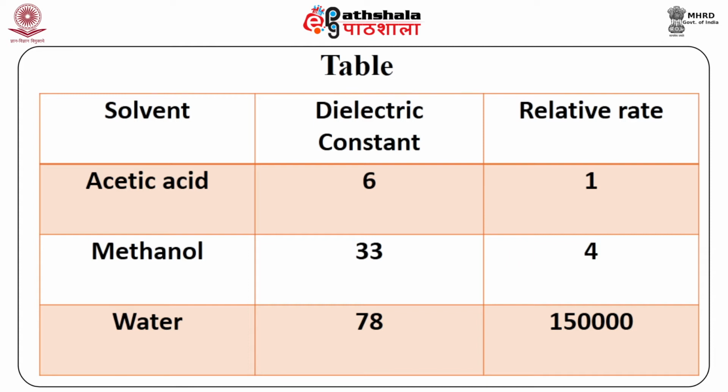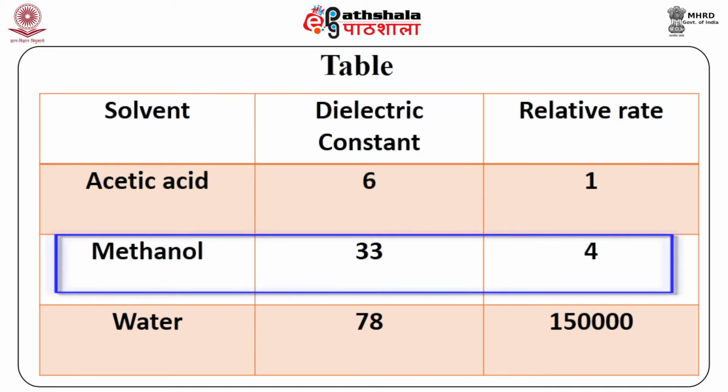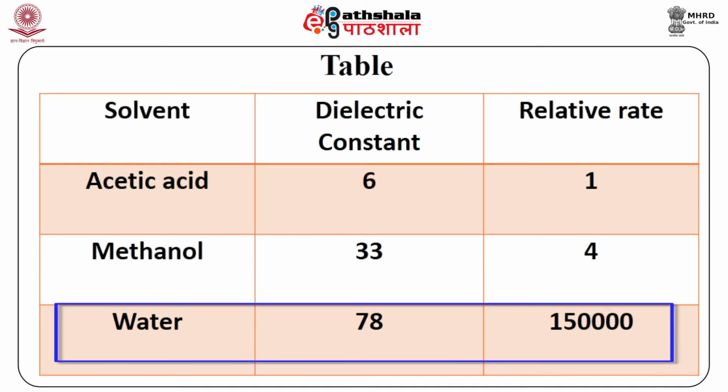Now here is a table which shows you the dielectric constant of various common solvents. As you can see, acetic acid has a dielectric constant of 6. So in case it is used for SN1 reaction, the relative rate would be only 1. Methanol has a high dielectric constant because of the oxygen atom, almost the most electronegative atom in the periodic table after fluorine. So the relative rate becomes 4. However, if you consider water, it has a dielectric constant of 78, which is more than double that of methanol. So the relative rate is 1,50,000.